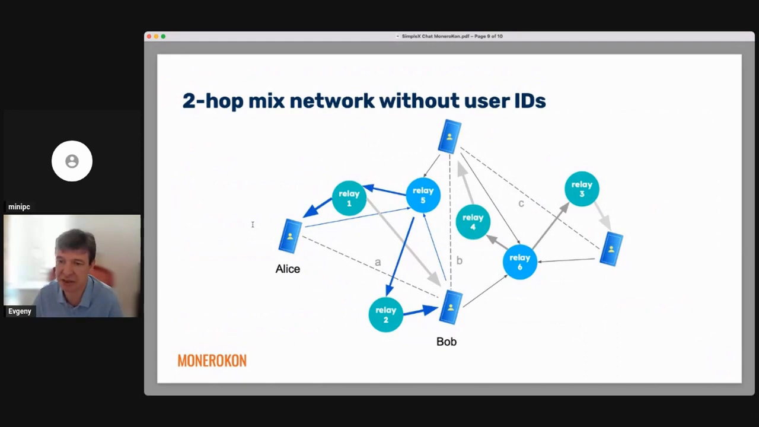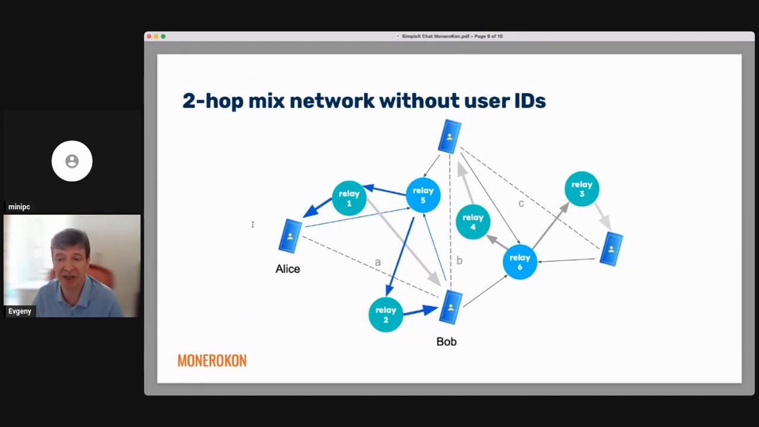Alice sends the message to relay five, and relay five forwards it to relay two, and relay two forwards it to Bob. Bob uses another set of relays, right? He sends messages to relay five, accidentally being the same as Alice chose, but it forwards to relay one. So in this case, both chose relay five as the outgoing relay, which is completely coincidental. I see questions already coming in. I'll come to that, so please send them in the group.